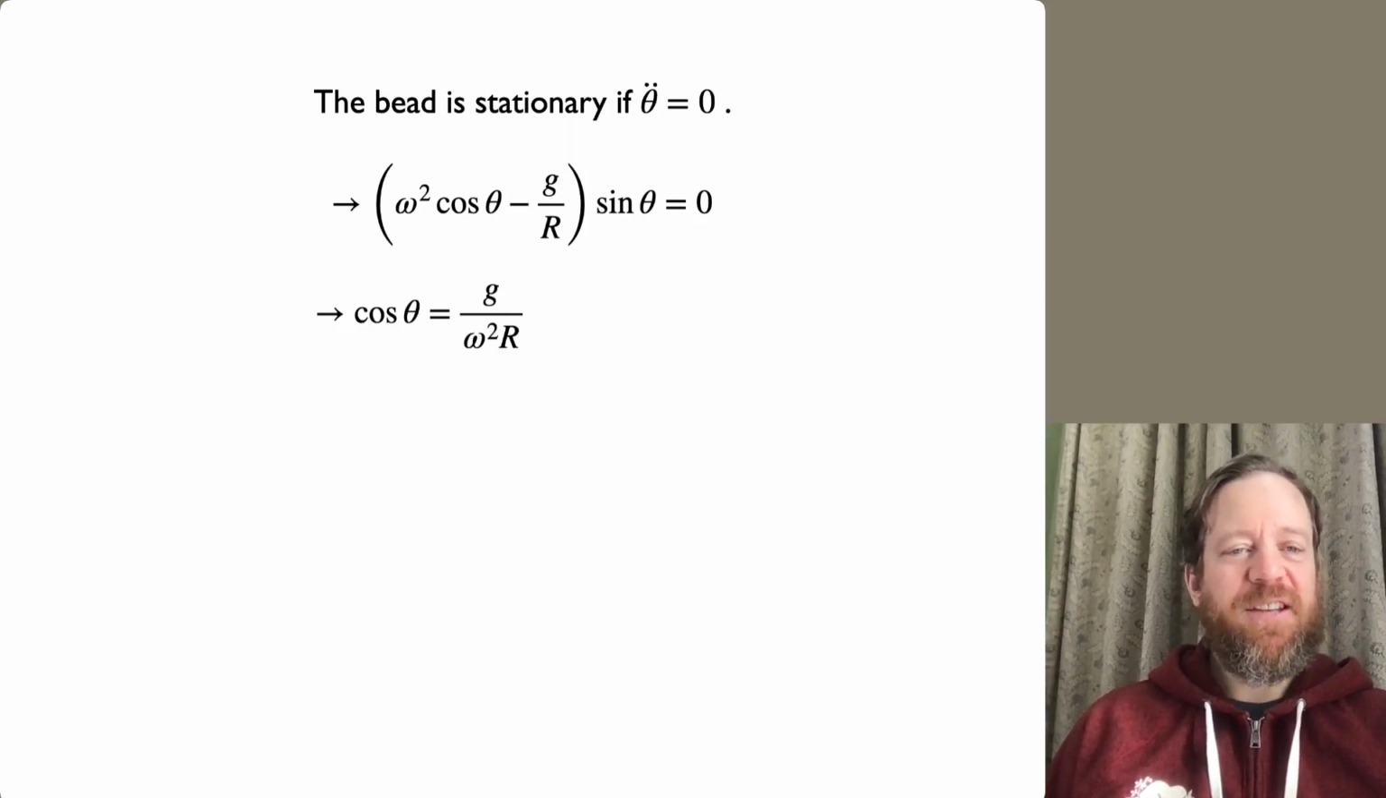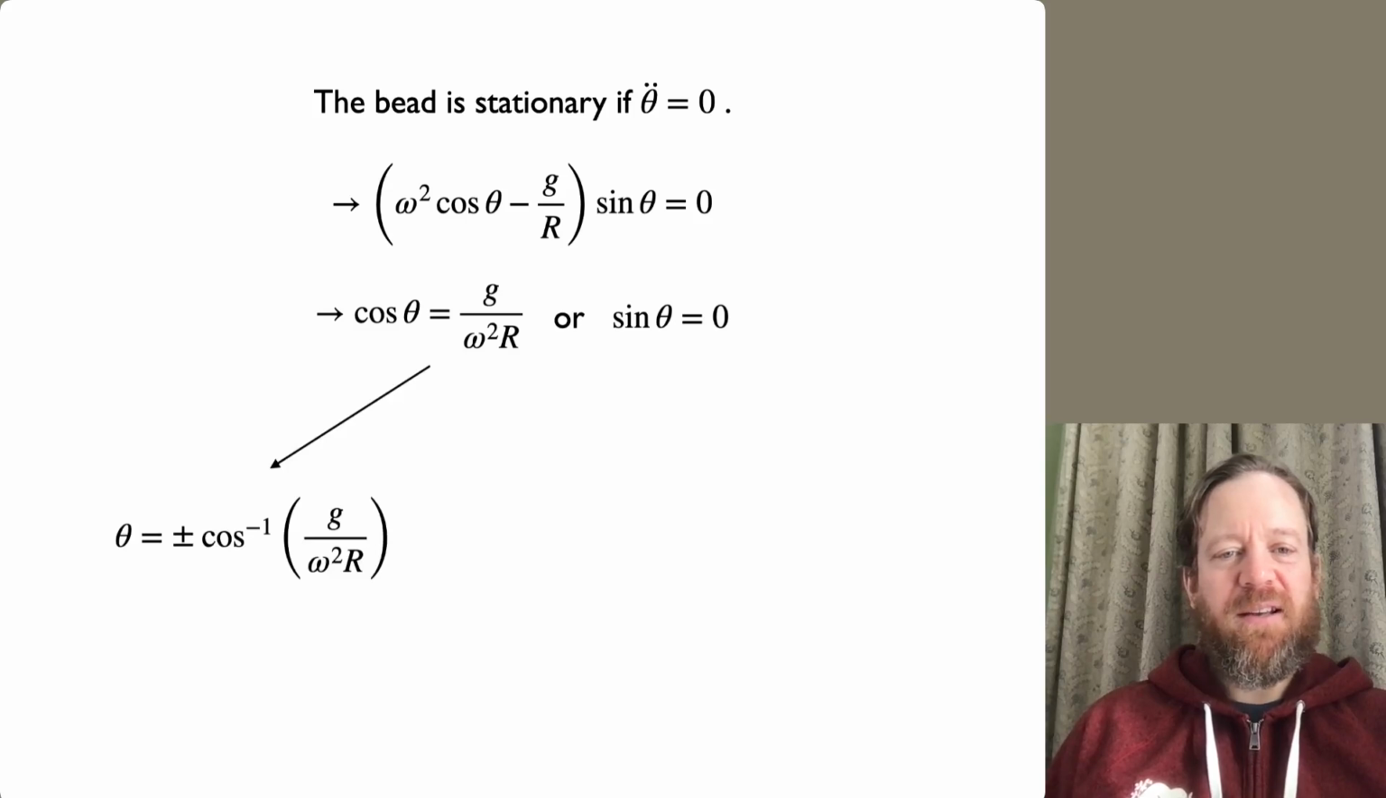And again, for the sine of theta, that provides us with another steady state solution. We find that the sine of theta is equal to 0. Now let's look at the first equation of those two. We can, of course, invert that for theta. So one particular solution will have theta being equal to plus or minus the inverse cosine of g divided by omega squared r.